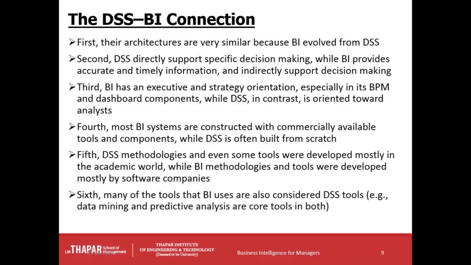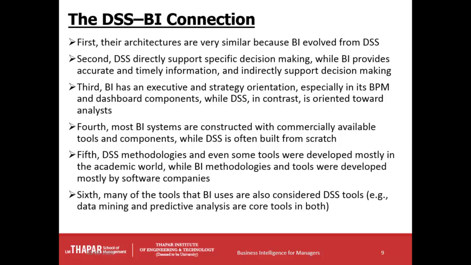Secondly, DSS directly supports specific decision making, while BI provides accurate and timely information and indirectly supports decision making. So that is another key difference. DSS as such is more for structured and semi-structured decisions, whereas BI talks about semi-structured and unstructured decision making with a context to manage and monitor business performances. Again, I would like to highlight the same element of business intelligence.